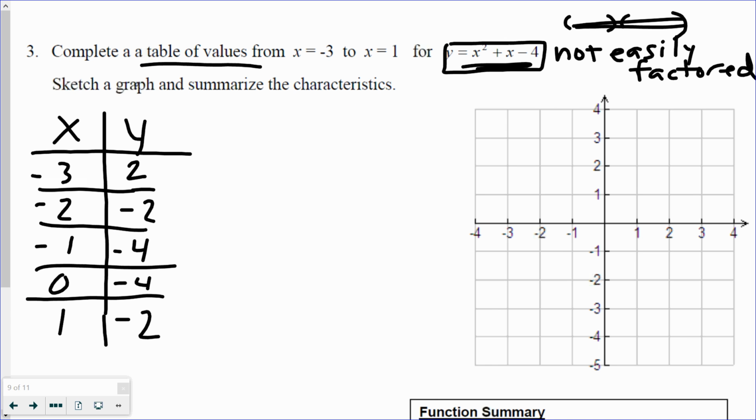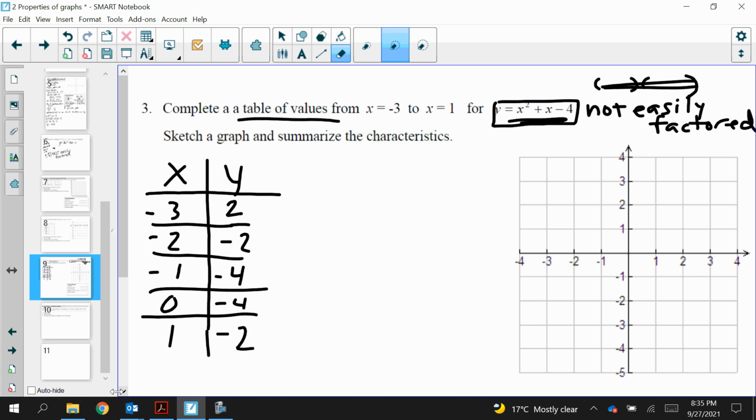So we could then plot all of those points on this nice grid that's already made for us. So x equals -3, y equals 2. So that's going to be a point. A point that's right there, blue.